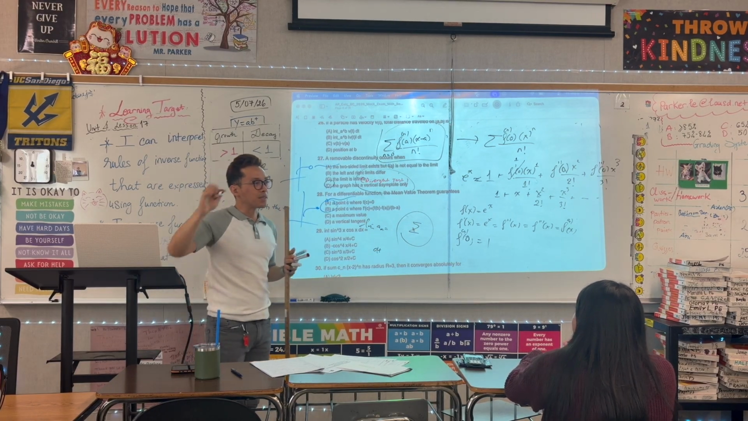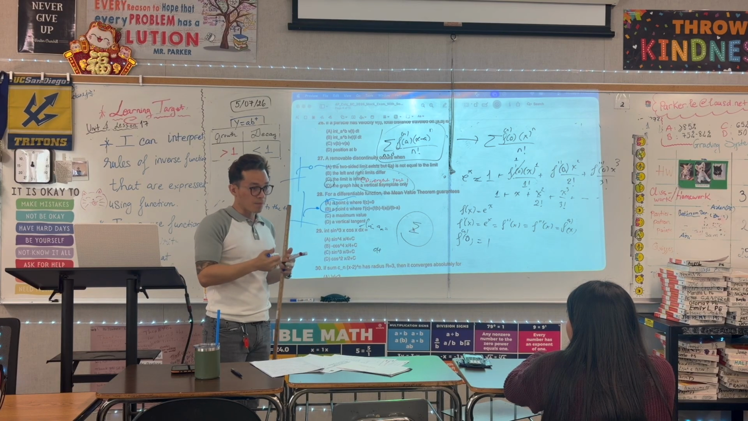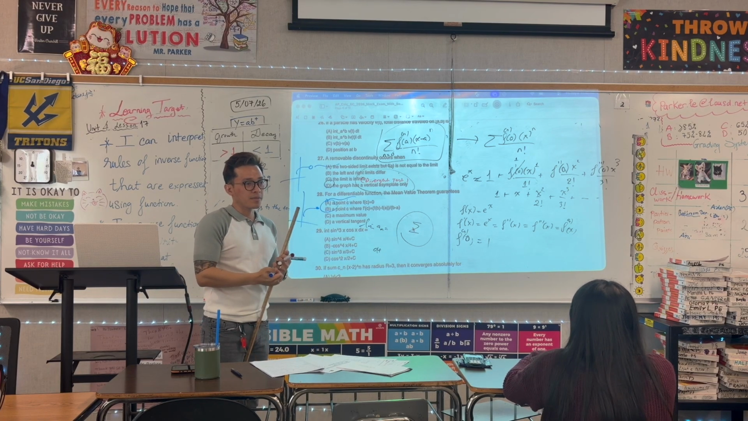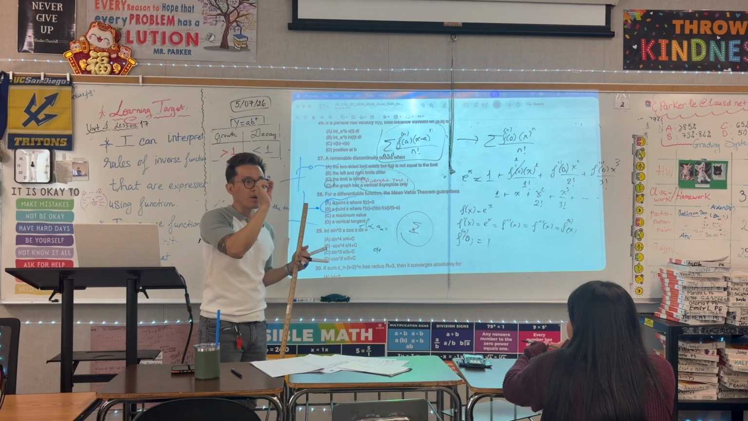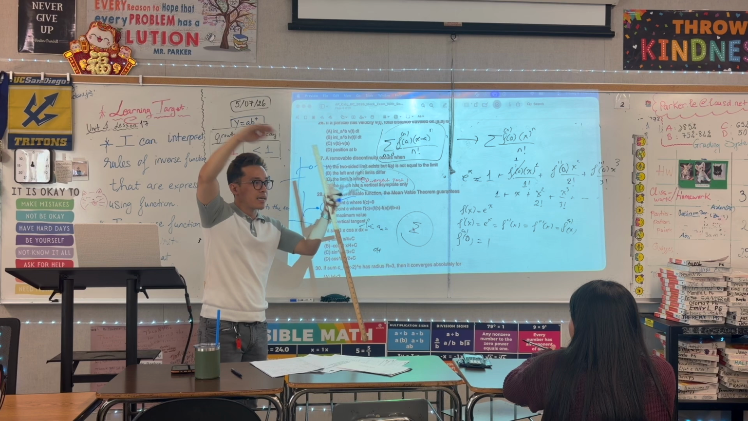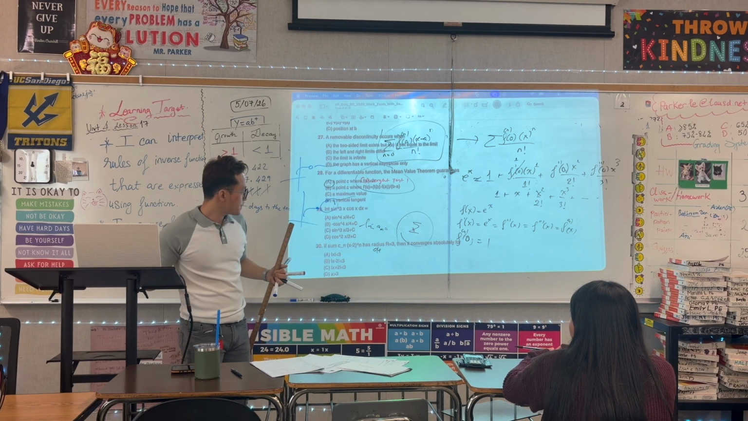Mean value theorem. Do they guarantee the value in between, or do they guarantee the slope? The slope. Okay? Mean value theorem guarantees that there will be a point where the slope is the same as the slope of the whole thing. That's the mean value theorem. So what's the answer here? B.